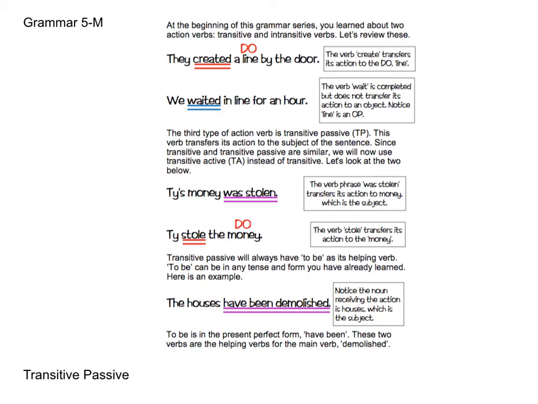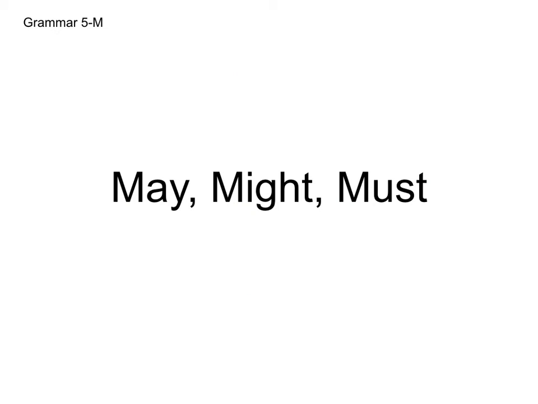So here we have one more example. The houses have been demolished. So once again, our main verb, demolished, is in that same form. Essentially, it's in perfect form. But then have been helps us to identify the tense and form of the whole verb phrase. So have been is a present perfect form. So altogether, these 3 create the verb phrase, with demolished being our action that is being transferred back to the subject. It's transitive passive.